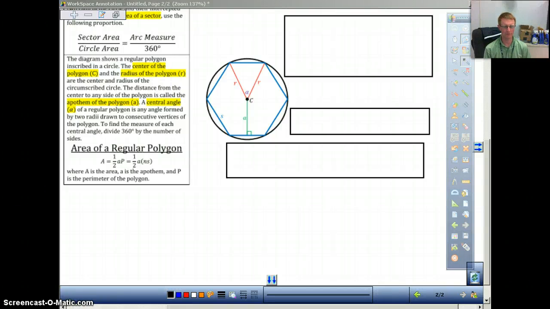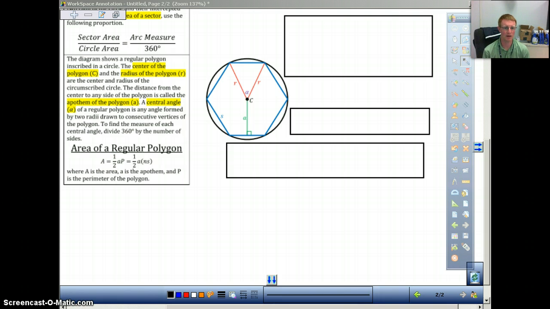All right, so this is 11.6. We are doing the area of regular polygons. Earlier on in the chapter, we dealt with areas of figures like triangles, quadrilaterals, rhombuses, kites, parallelograms, rectangles, squares, trapezoids, things like that. What we're doing now is talking about things that have more than four sides and how we're going to find the area of them.